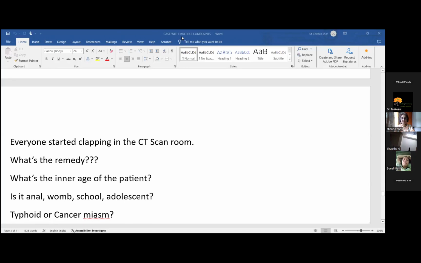Yeah, it is cancer miasm, ulmus cancer miasm, adolescent, mature adult. So, like everybody else here, I was also confused what to give. Then I saw in Hemimelidae, cancer miasm is covered by ulmus. And ulmus is the remedy in the womb stage in this subclass.